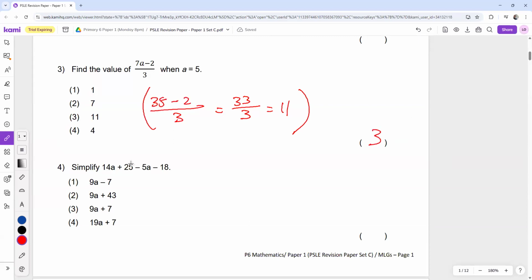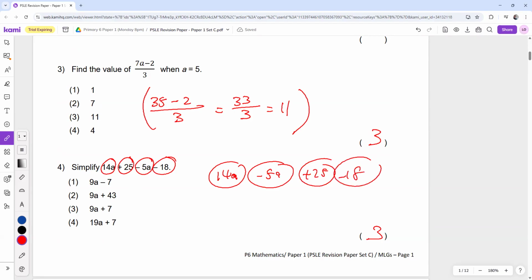Okay. Question number four. How to do the algebra? Circle the groups. All right. And what's the answer first? The answer is number three. So circle the groups and then arrange the groups with the same letters together. So 14A minus 5A, put them side by side. And then the whole numbers, put them side by side so that it's easier to simplify. Simplify means get the answer. So 14A minus 5A, you will get 9A, plus 25 minus 18, that will be 7. So 9A plus 7. All right.